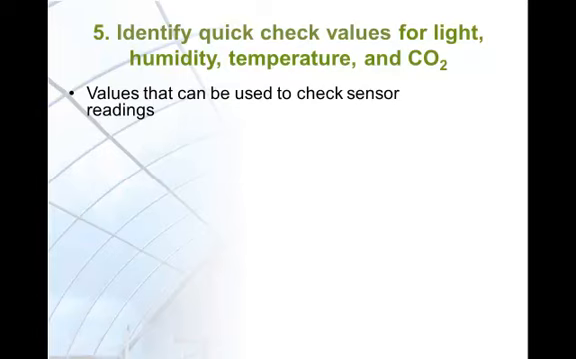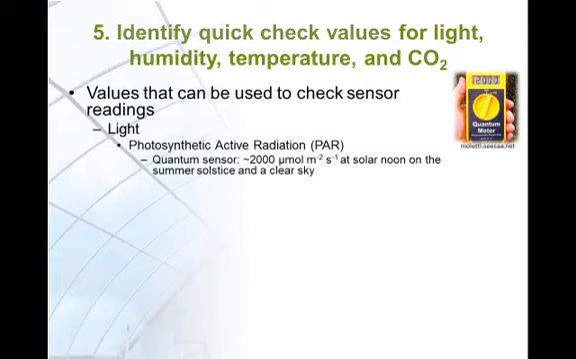According to the Handbook of Turf Grass Management and Physiology, light, specifically the photosynthetic active radiation, or PAR, should be about 2,000 micromoles per meter squared per second at solar noon on the summer solstice and a clear sky. Photosynthetic active radiation will be measured with a quantum meter. If the sensor is covered, it should read about 0 micromoles per meter squared per second.